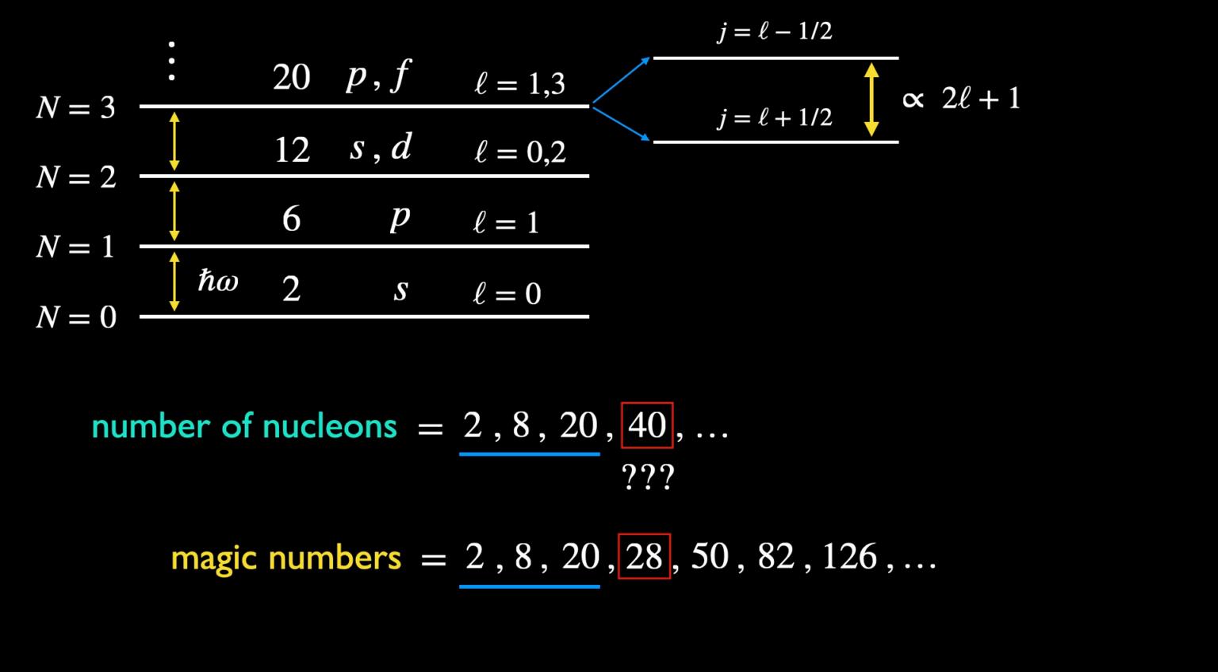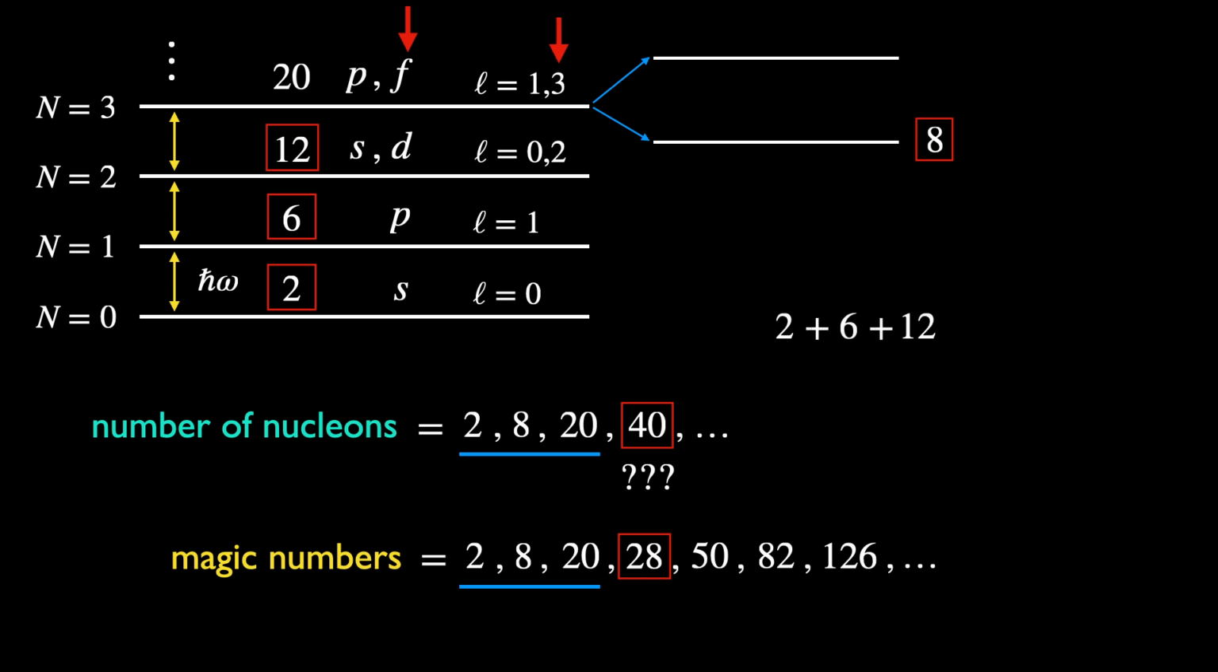Let's verify that we have the correct result. We shall assume that only the splitting of the f orbital matters. Since the magnitude of the splitting increases with L, and the f orbital has the highest angular momentum among these lower states, L equals 3 gives J equals 7 over 2. This corresponds to 8 angular momentum states. Thus, if we now fill all these 4 shells completely with nucleons, we get the number 28, which is exactly what we need.